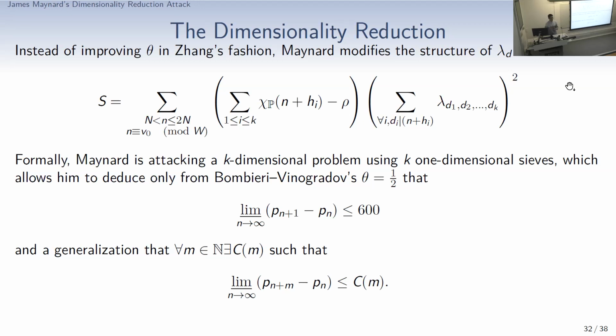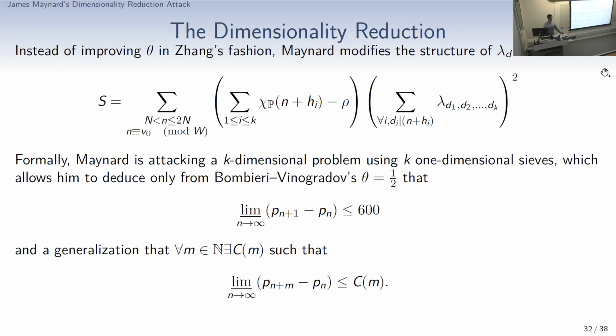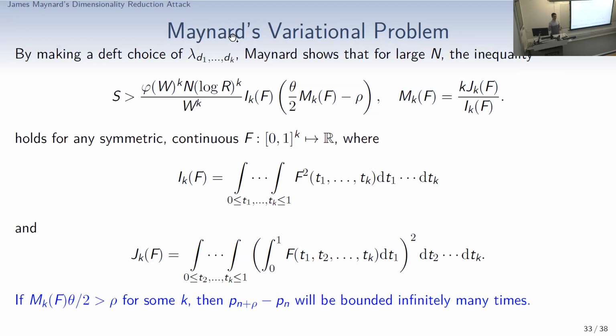I'm currently still reading the proofs of some articles of this paper, even yesterday. By choosing this lambda carefully, with some more monstrous expression than the lambda d we had in Selberg, you obtain a lower bound for this modified sieve, such that this is just a positive term. Since this is an integral over f squared, it's also non-negative, and we choose f properly so that this is positive as well. So we don't really need to worry about this part. The important part is also this.